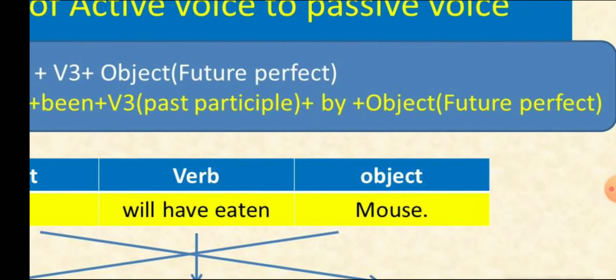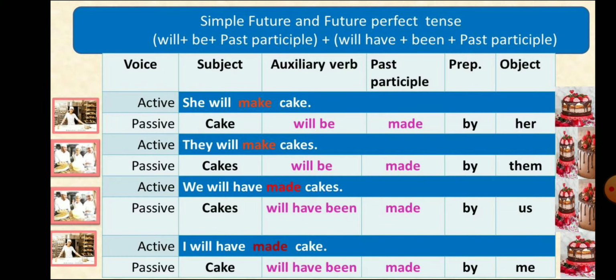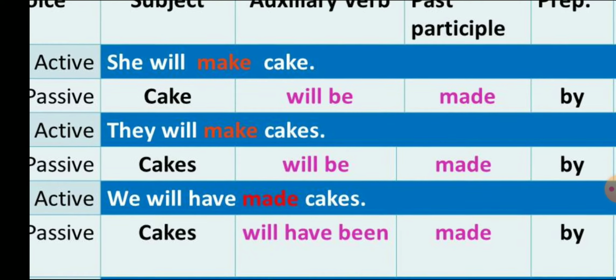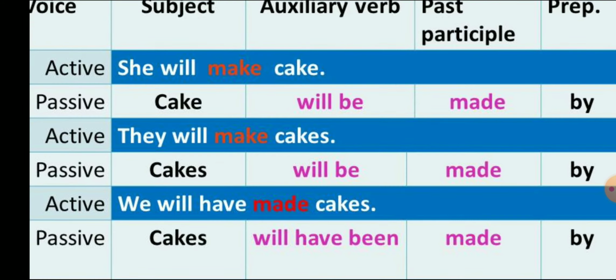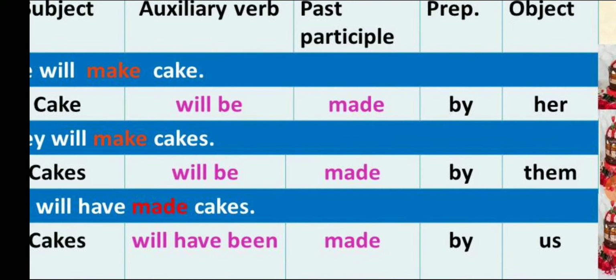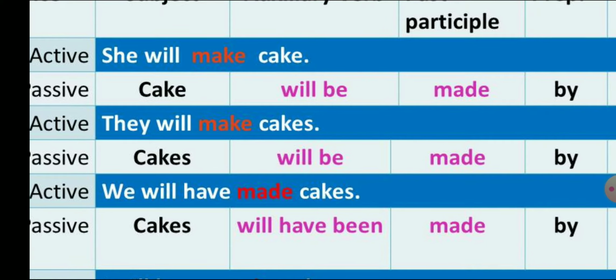Next, let us see how to change from active to passive for simple future and future perfect tense with more examples. So she will make cake. By seeing will make, we can identify that the given sentence is in simple future tense. So she will make cake. Now interchange the subject and object. Cake will be made by her. So the objective case of she is her, so we have given her.